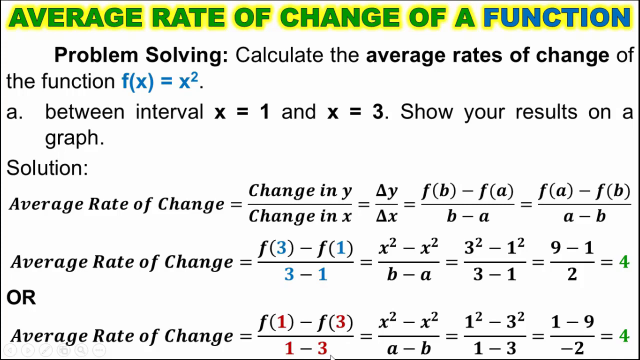Next, you use the definition of the function, which is x squared. The value of 1 will be plugged in, and it will replace the value of x, and it will become 1 squared. The value of 3 will be plugged in, and it will replace this x, and it will become 3 squared. The quotient is equal to positive 4, the slope or the average rate of change. Therefore, they have the same slope. So this formula and this other formula are both the same.